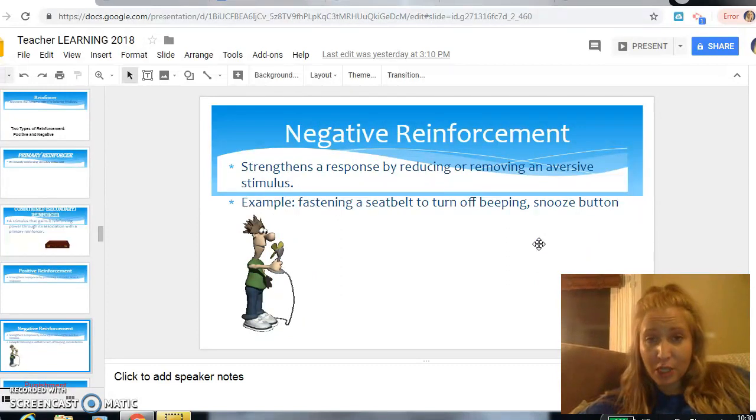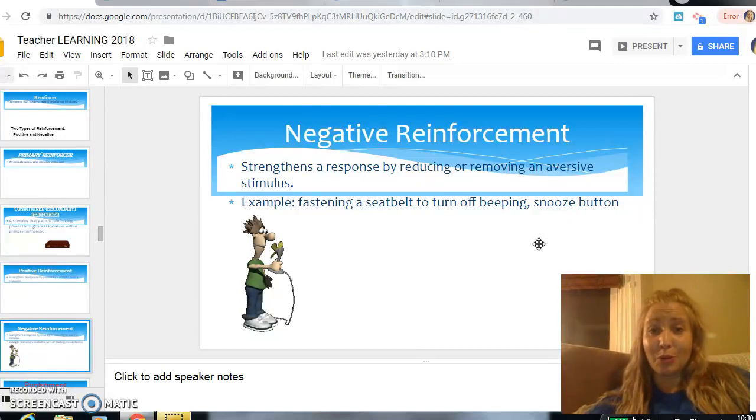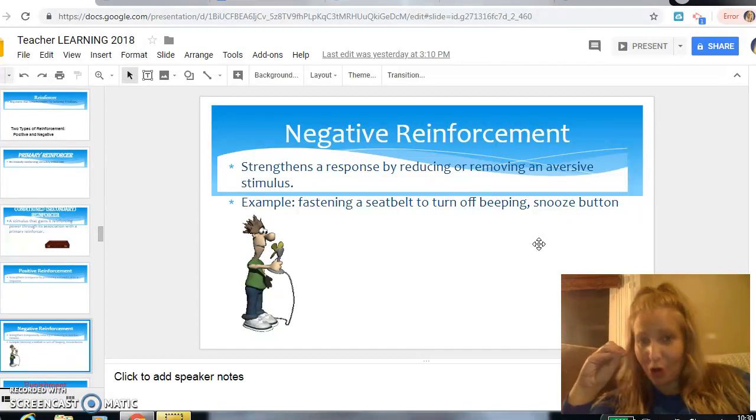Now, with reinforcement, when you hear the word negative reinforcement, I think a lot of people think of it as punishment, but it's not. Negative reinforcement means you're more likely to do a behavior because you are taking away a stimulus. You're taking away a stimulus that you don't want.